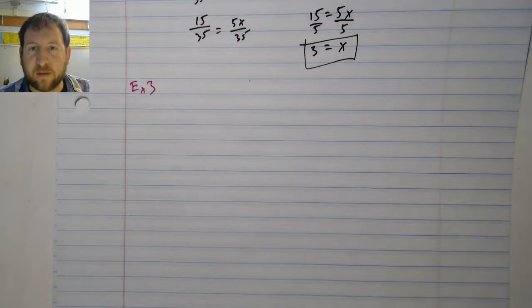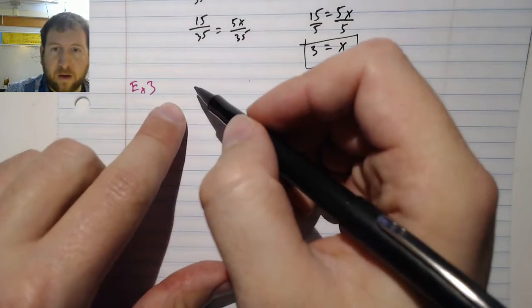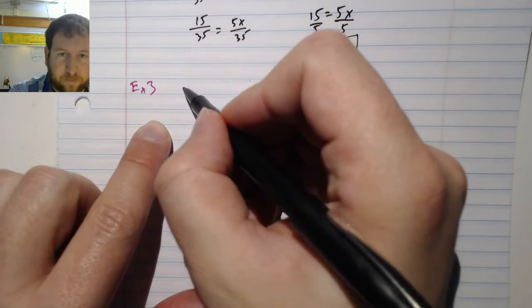Let's talk about example 3. If you feel like you know what I'm doing, then you can go ahead and go on to the homework, but I'm going to do 2 more probably.